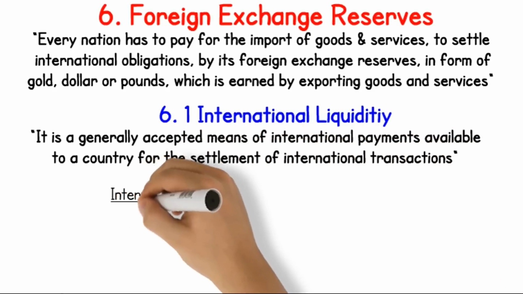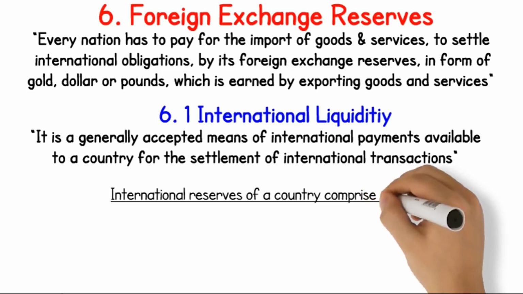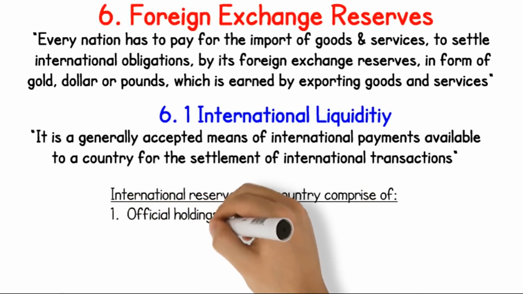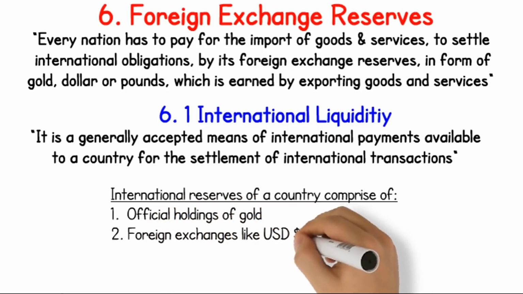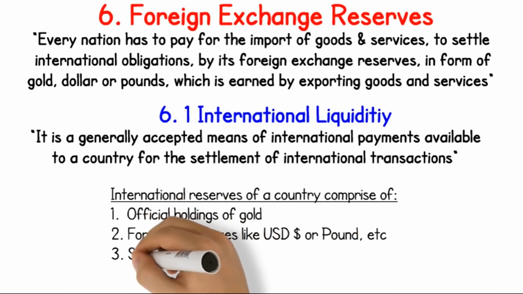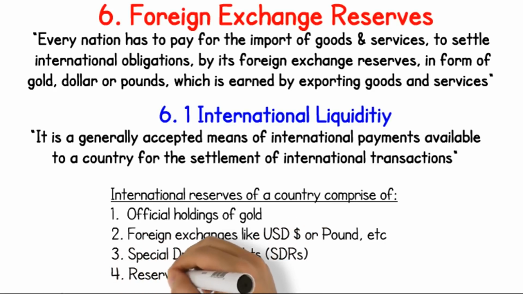transactions. International reserves of a country comprise of: 1. Official holdings of gold. 2. Foreign exchanges like dollar or pound, etc. 3. Special drawing rights, SDRs. 4. Reserve position in IMF.